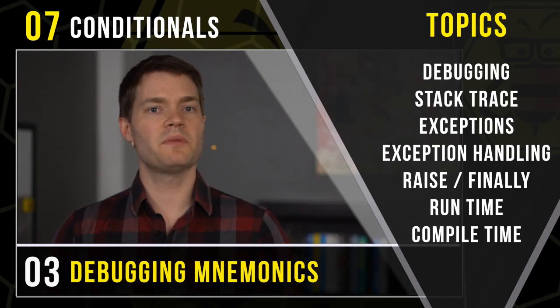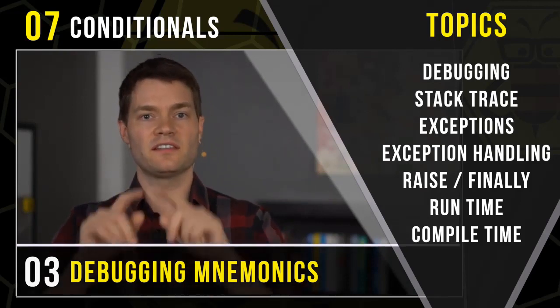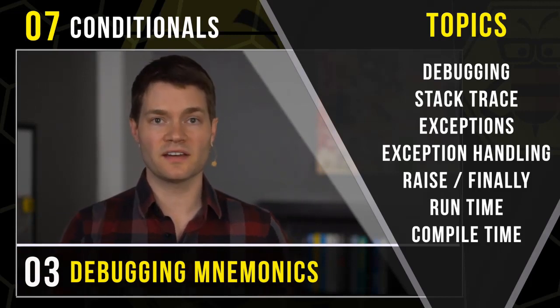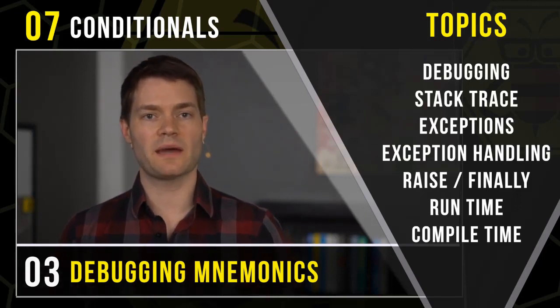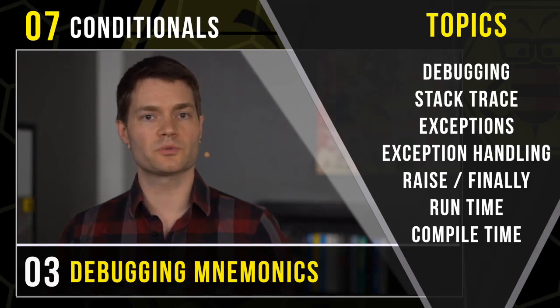And our final mnemonic was a marathon runner who is keeping track of their run time and also looking at their final time on the finish line. And this represented our runtime and compile time errors. So we learned some of the things that would happen at the different times and which kind of errors would be grouped into which ones.